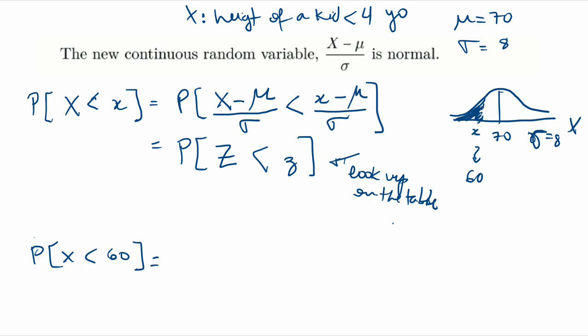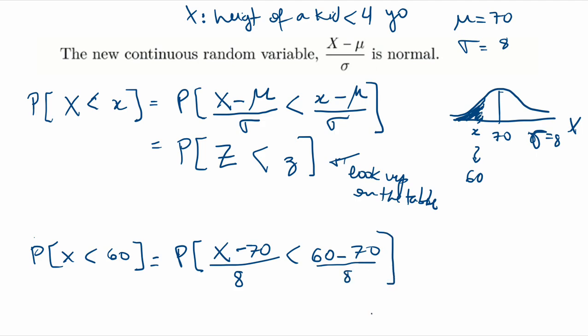Why is this true? So let's just do it in practice, and then I'll explain why this is true. If I have the probability of my x being less than 60, I want to transform x into z. So I will take off the mean of my distribution, which is 70, and I'll divide by the standard deviation, which is 8. I'll do this on both sides, so 60 minus 70 over 8, okay? Cool?